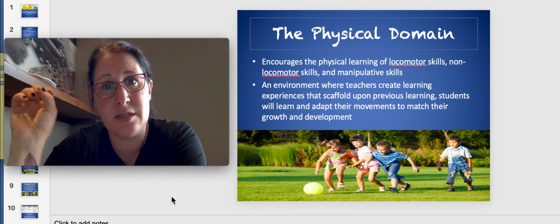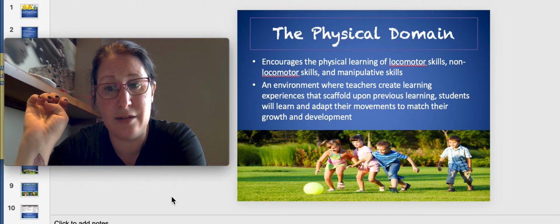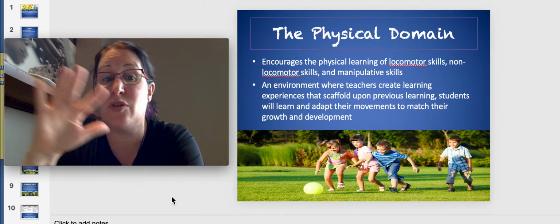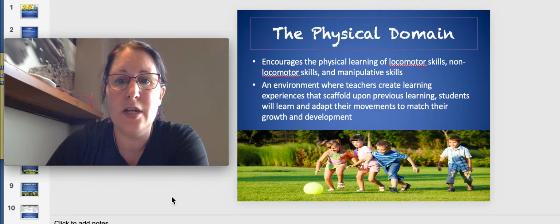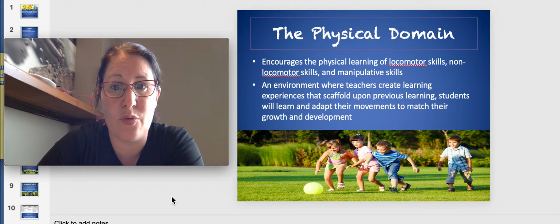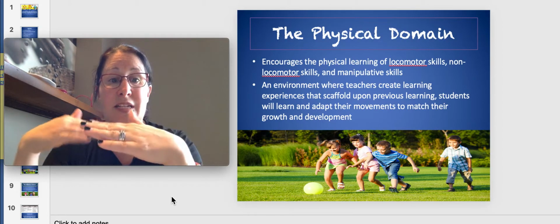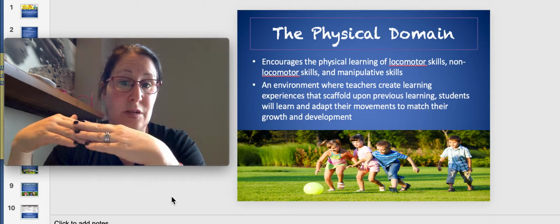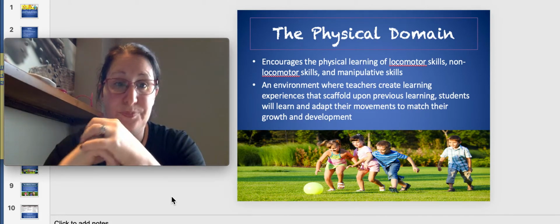Take the FMSs and use them in game-like situations or real-life situations or activities outside of school. So you want to create an environment where students are learning these fundamental movement skills, and then they scaffold them, and they take them and they adapt their movements as they grow.